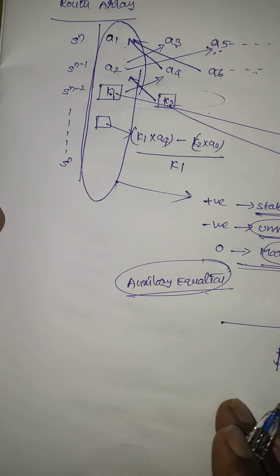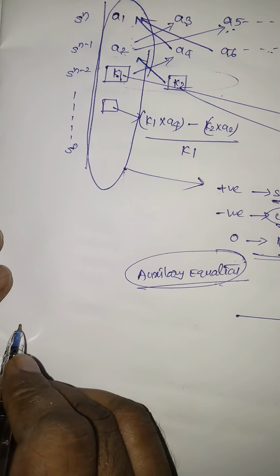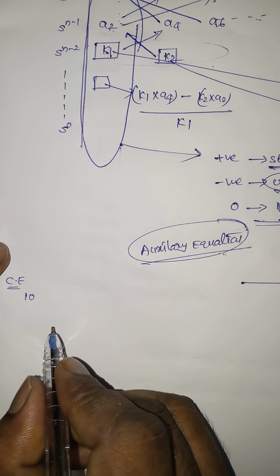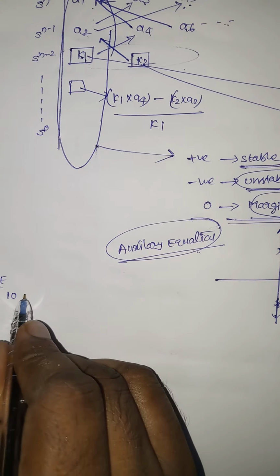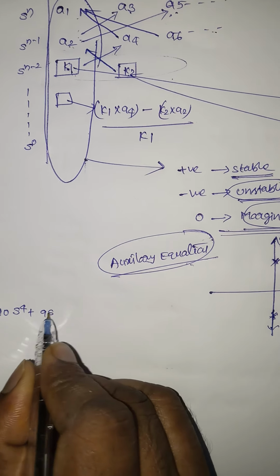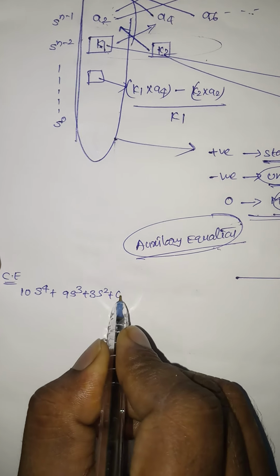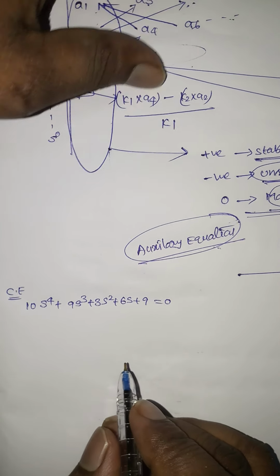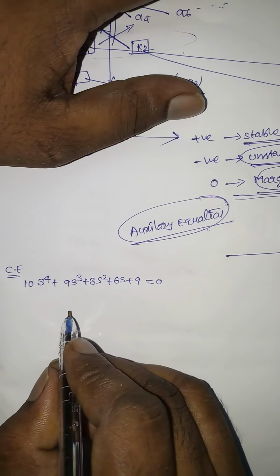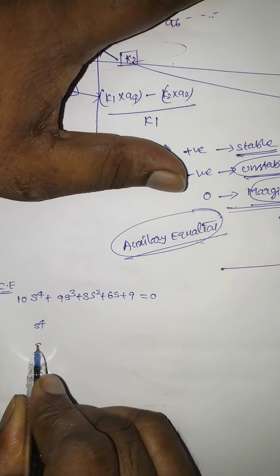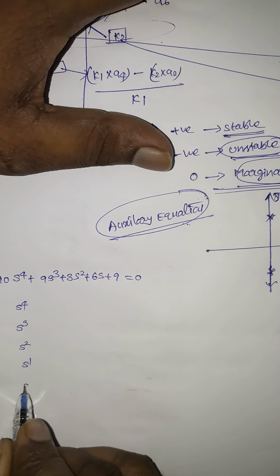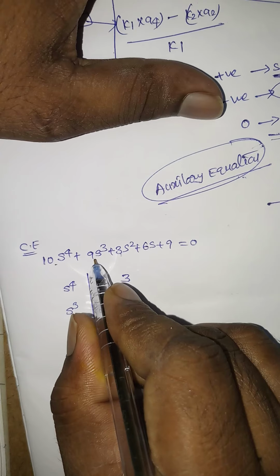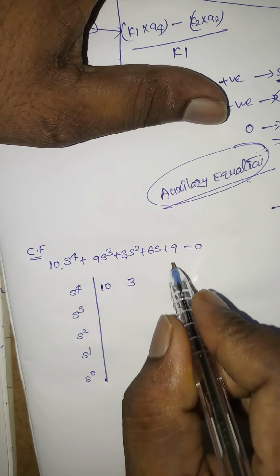Here I will solve some problems. Suppose the characteristic equation, or the denominator of the output polynomial, is 10s^4 + 9s^3 + 3s^2 + 6s + 9 = 0. From this I want to find the stability of the system. So the rows are s^4, s^3, s^2, s^1, s^0. The s^4 coefficient here is 10. Next, leaving one term, 3, leaving one term, 9.